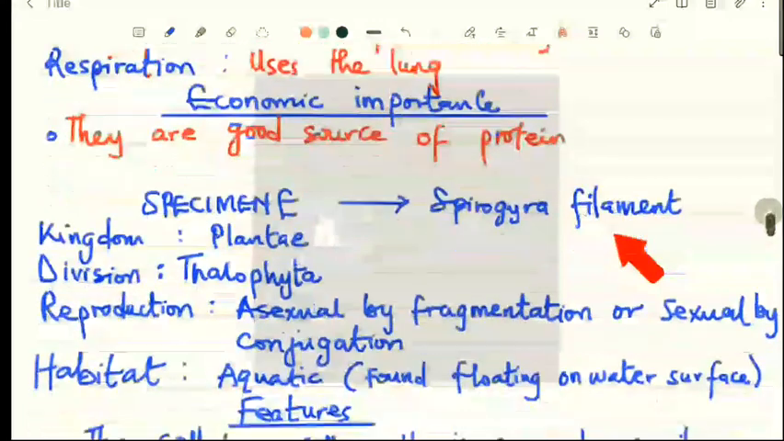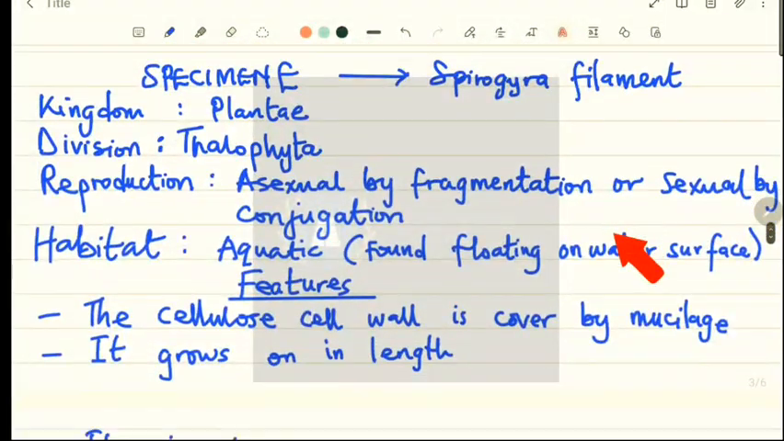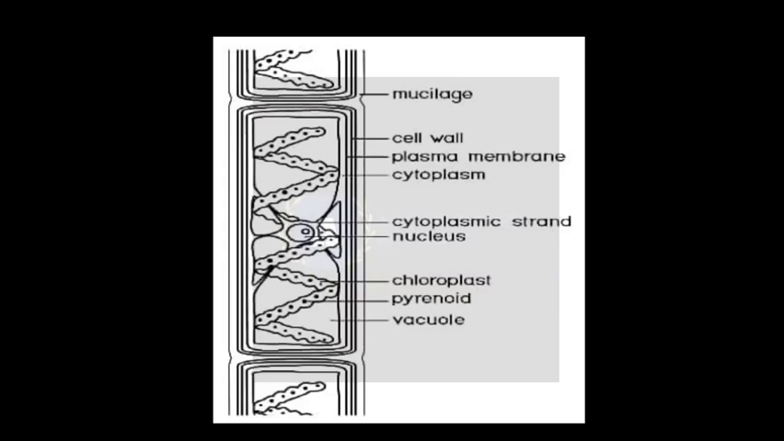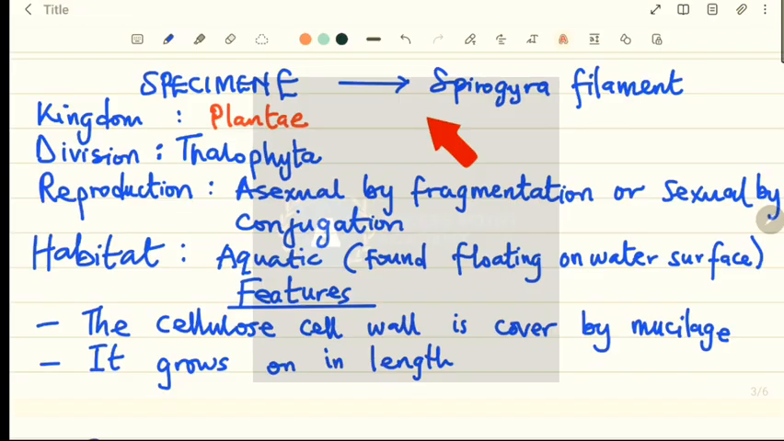With time, we quickly move to the next specimen, which is specimen E. Specimen E is a Spirogyra, a Spirogyra filament precisely, as you can see. That is a picture of the Spirogyra filament viewed in the microscope and the one on paper.